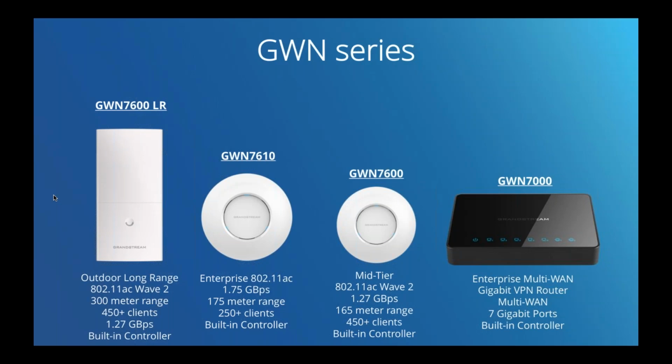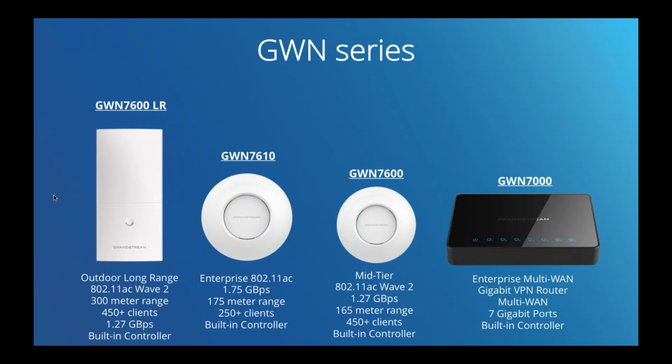It's also long range, so it'll give you up to 400 meters. The 7610 and the 7600 are probably your traditional indoor access points. The 7610 is going to give you support for a little bit fewer clients, but it's going to give you faster speeds, whereas the 7600 will support a lot more clients, up to 450, but slightly slower speeds. So the way I break it down, if you're interested in speed, 7610 is what you want.